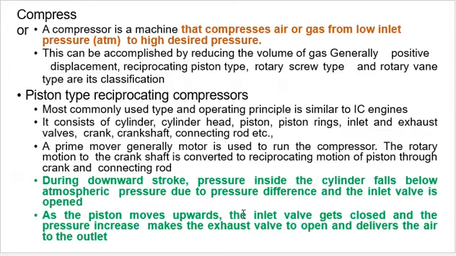Then the next component is the compressor. A compressor is a machine that compresses air or another type of gas from a low inlet pressure to a higher desired pressure level. This is accomplished by reducing the volume of the gas. Air compressors are generally positive displacement units and are either of the reciprocating piston type, or a rotary screw or rotary vane type of compressor can be used.